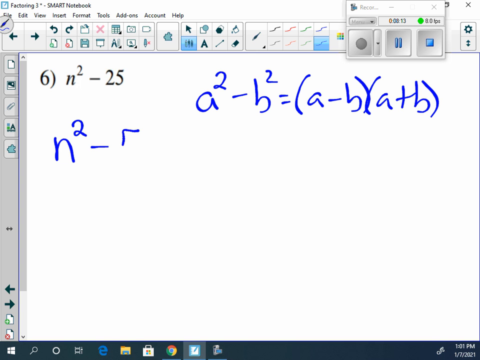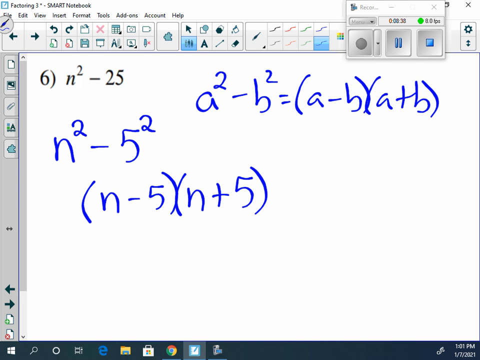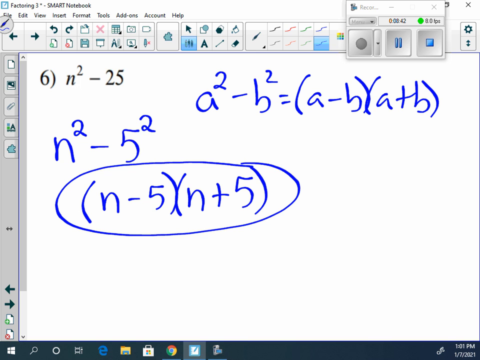25, I can rewrite this as 5 squared. So we can see a and b. Because a in our case is n, and b in this case is 5. So really, I can use this formula, and we would rewrite this as n minus 5 times n plus 5. That's it.